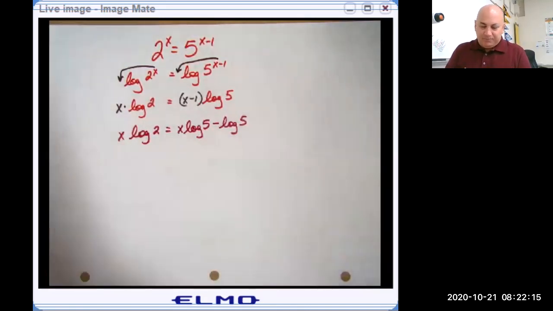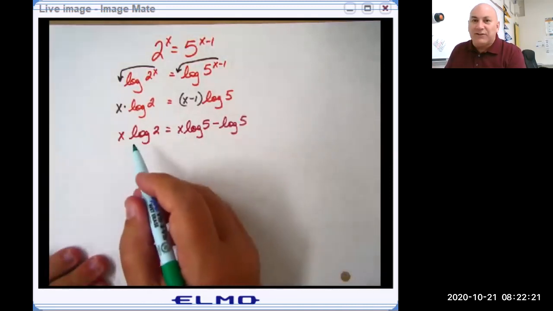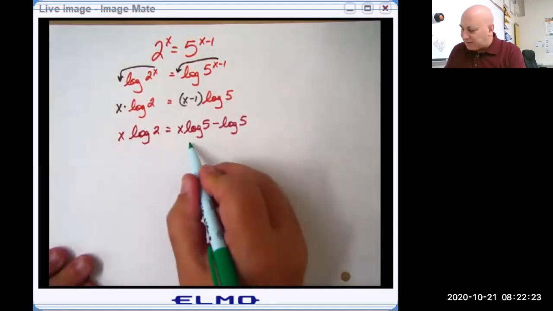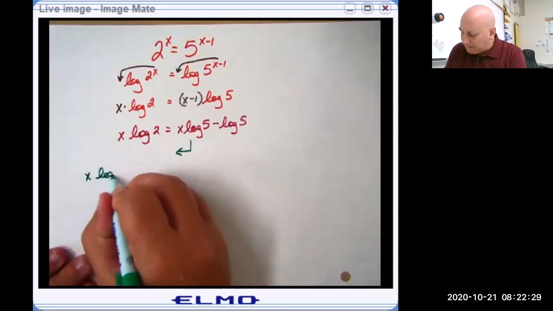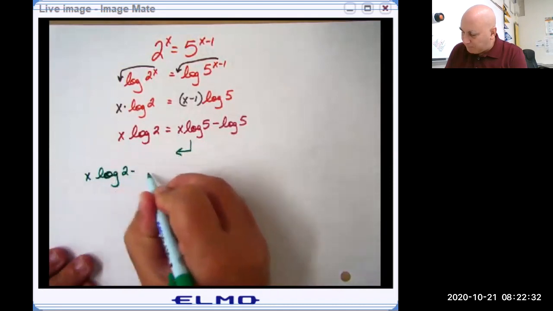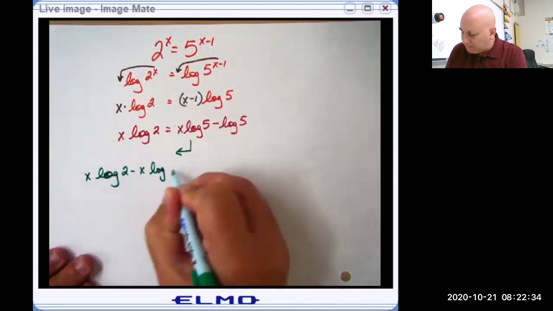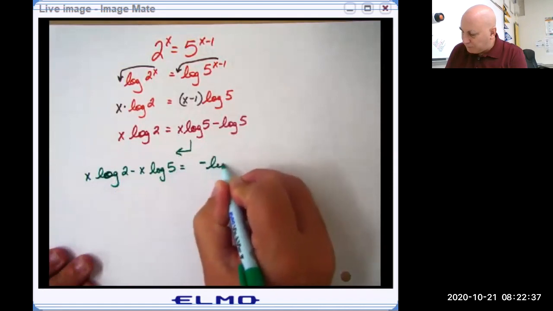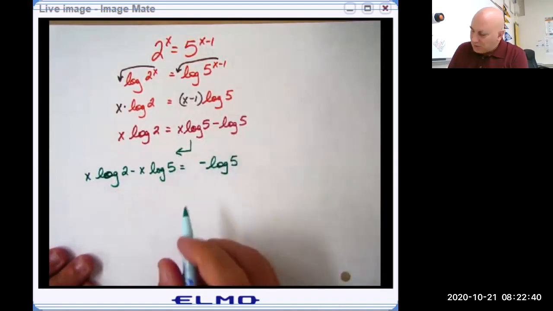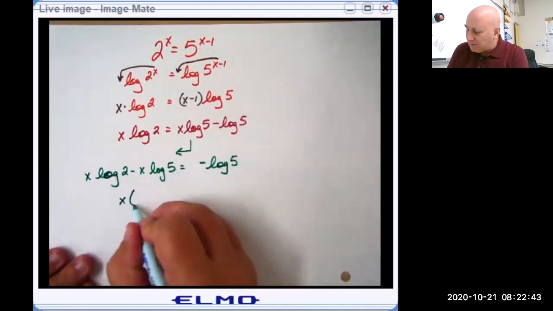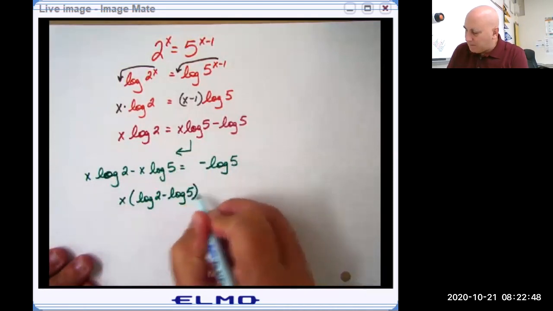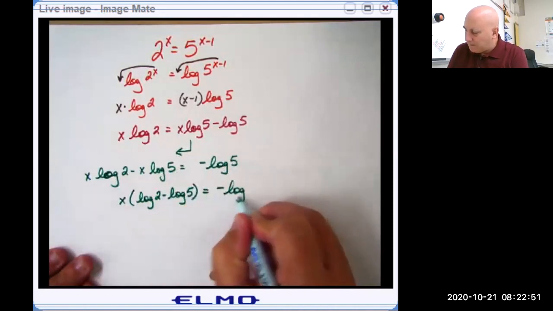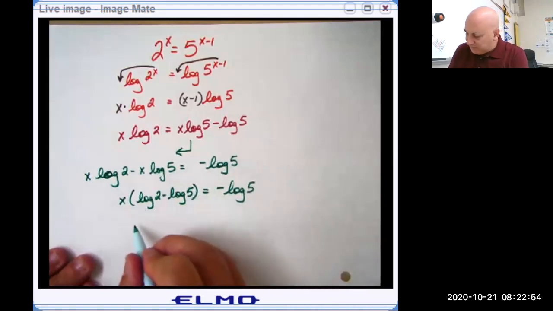Now what I'm going to do is I need all the x terms on one side so I can factor them out and solve for x. So I need to bring that to the other side. Factor the x's out. Divide.